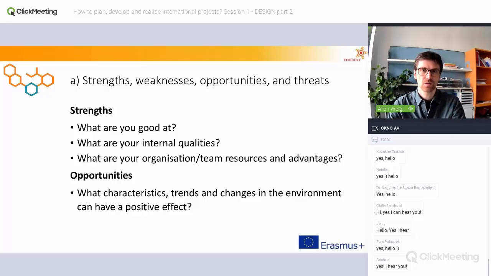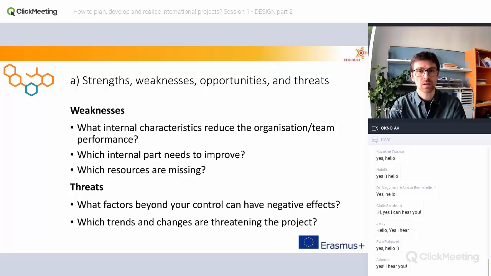The negative or risky parts, we can say, the weaknesses and threats. Weaknesses, again, refer to the internal aspect, so the internal characteristics which could reduce the performance of your organization, of your team, of the partnership. And here you should ask the question, okay, what internal parts would we need to improve? And which resources are possibly missing?